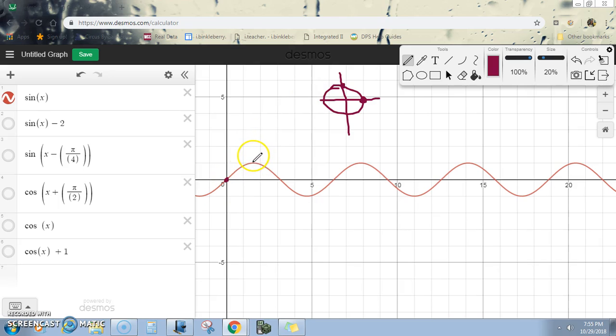And right here is 1, right? So this must be 90 degrees. Then it goes back to 0 at 180. So right here, this is 180 degrees. And then it goes down to 1 at 270 degrees. So this must be 270 degrees.